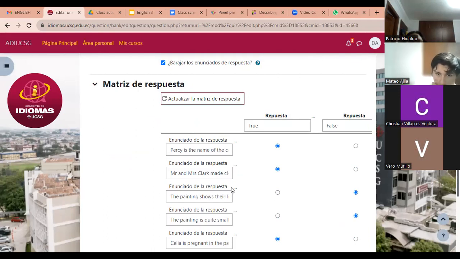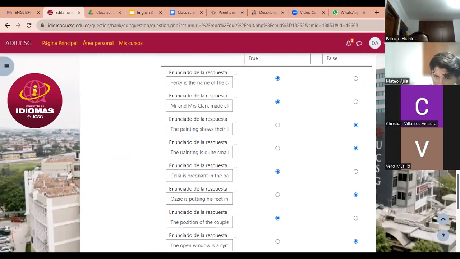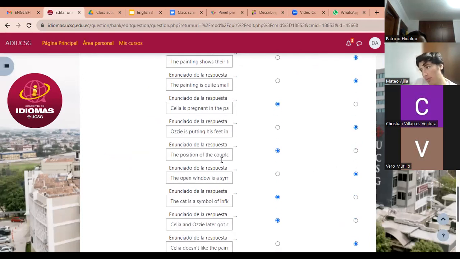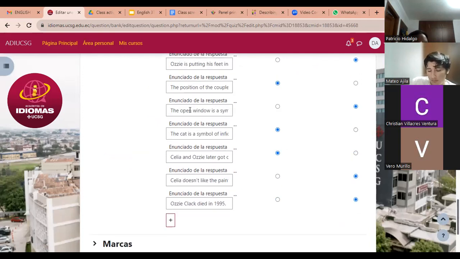The painting shows them in the living room. That was false. They were in the bedroom. The painting is quite small. That was false. Celia is pregnant. That was true. Ozzy's putting his feet in the ground because he was cold. No, that was false. The position of the couple. That was true. The open window. That was false. I think this is the issue, right? She didn't like it. Let's listen again.